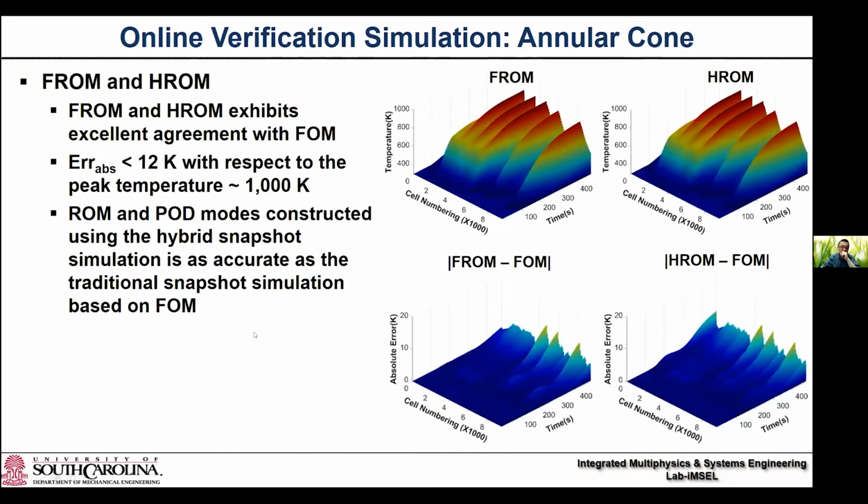This one compares the full order model and the reduced model generated by the traditional full order snapshot simulation, and the reduced model generated by our hybrid snapshot simulation. Again, you can see that both of them agree with each other very well. The absolute error is less than 12K, and considering the peak temperature is around 1000K, this error is very low. So the POD modes and the ROM generated using hybrid snapshot simulation are very accurate.